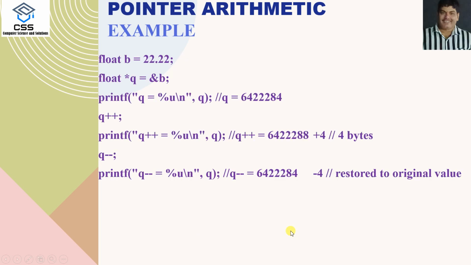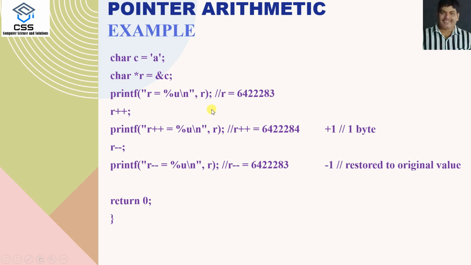Exactly in a similar way, if there is a float b, and the float address is stored in a float pointer. Suppose the address is 84. If it is incremented by 4, it becomes 88. If it is decremented by 4, then it is again 84. If it is the character type, a character consumes 1 byte of memory, and the character address is stored in a character pointer. If the address is 83, I am telling the last 2 digits, if it is plus plus, it will be 84. If it is minus minus, it will be 83.